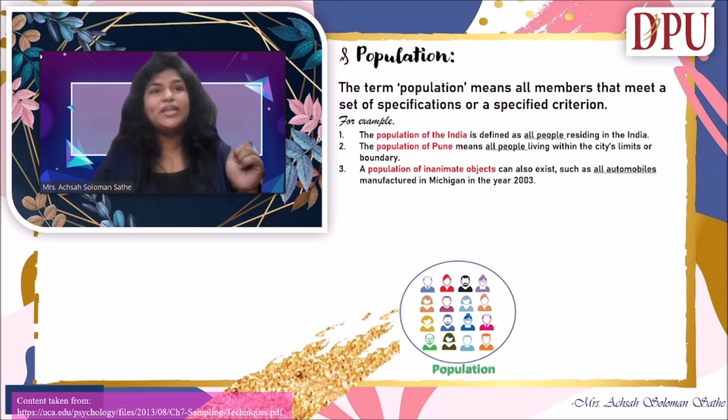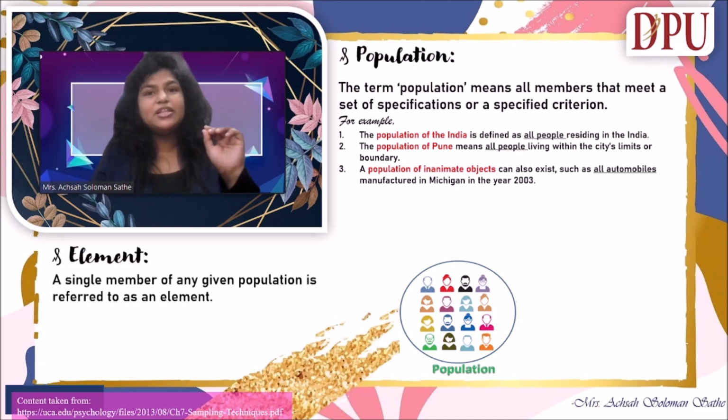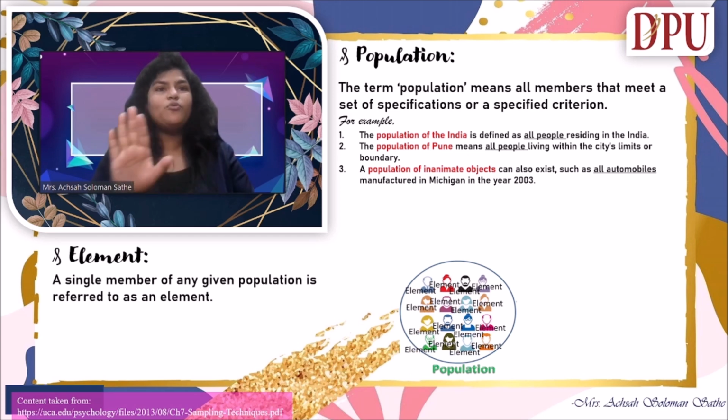So that's where we need a sample. Now, how do you get a sample? We get the sample from the population that is there. Now, you should also know that every single person in the population is called an element. We see a single member of any given population is referred to as an element. So over here, if this is an element, this one also is an element, this is also an element, and element. All of them are elements. Every single person who is included in the population is called an element.